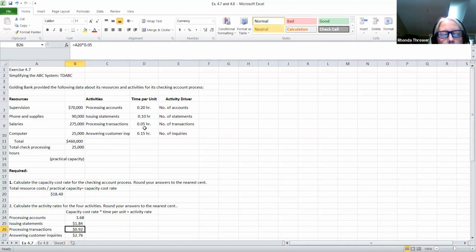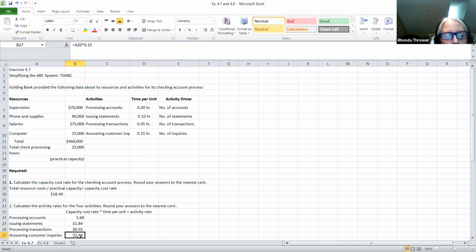For processing transactions, pick up your capacity cost rate, multiply it by the time it takes per unit to process the transactions. And this was 5 parts of an hour. And so 5% of 1 hour times $18.40 will give you 92 cents.